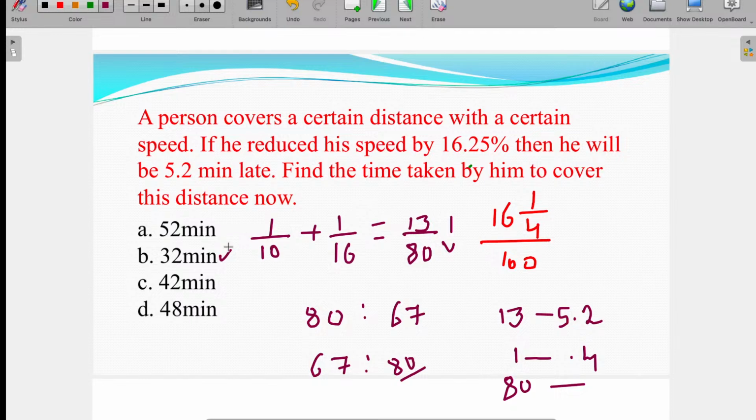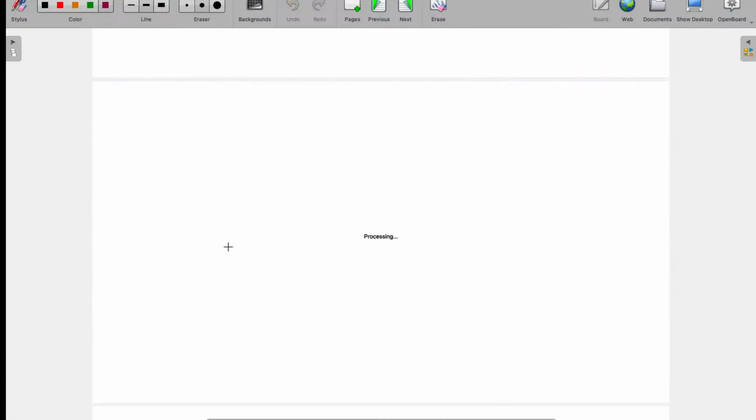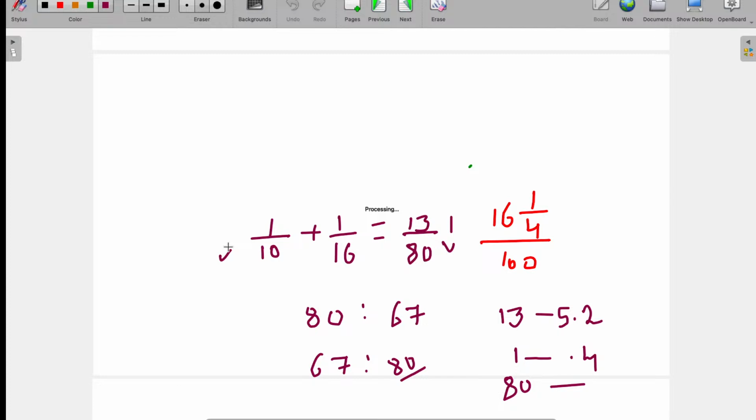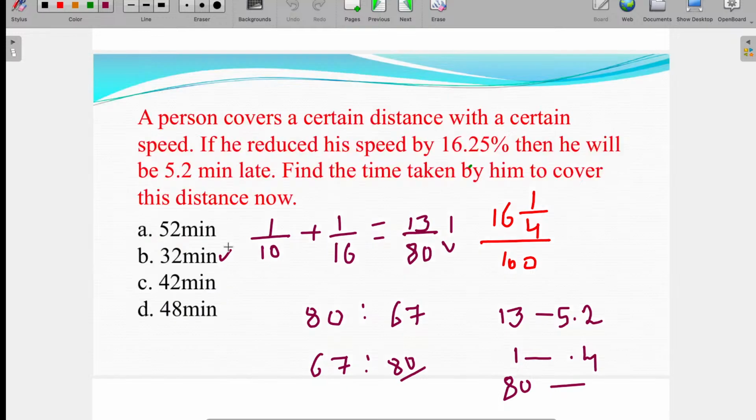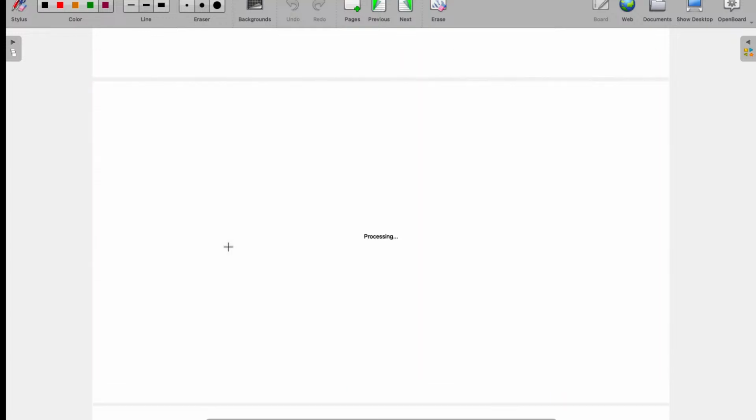Clear? 13 parts is 5.2 minutes. 13 parts difference time is 5.2, then 1 part is equal to 0.4, then 80 parts is equal to how much?